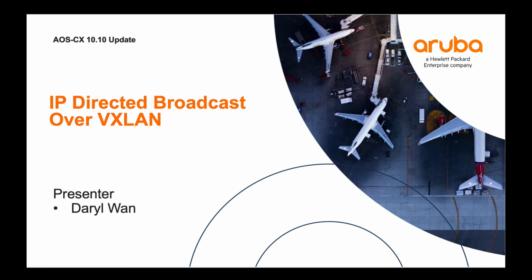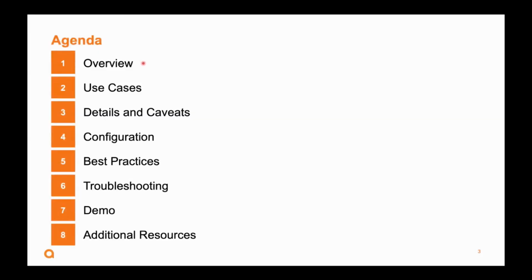All right, everyone, let's get started on IP-directed broadcast over VXLAN. This is the agenda. I'll go through an overview, go through the use cases, details and caveats, how to configure it, some best practices, how to troubleshoot it, and provide a demo and close off.